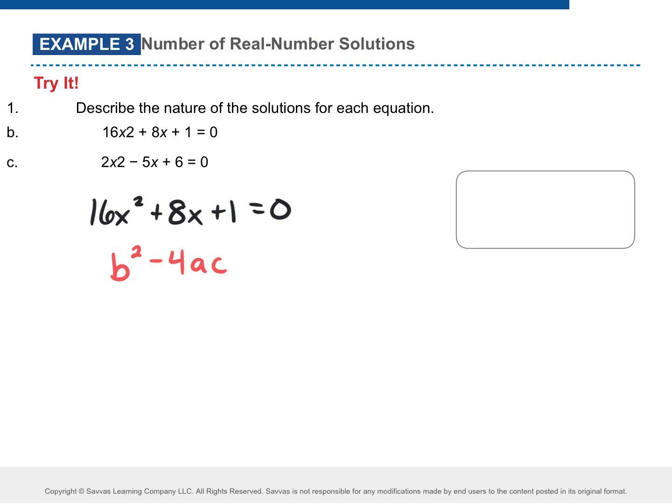What is my b value? 8. So I'm going to have 8 squared minus 4. What's a? 16. And c is 1. Now we just have to evaluate. What is 8 squared? 64. What do I do with these three terms? Multiply. What is negative 4 times 16?